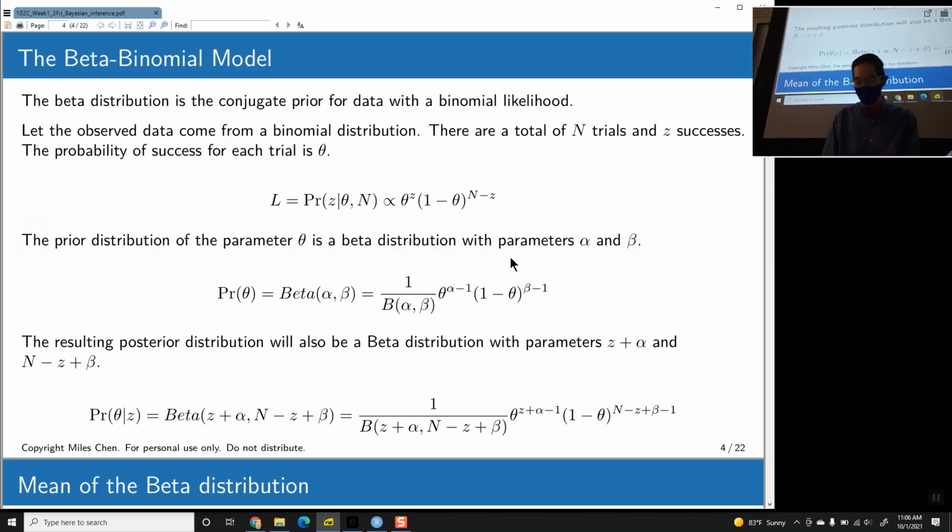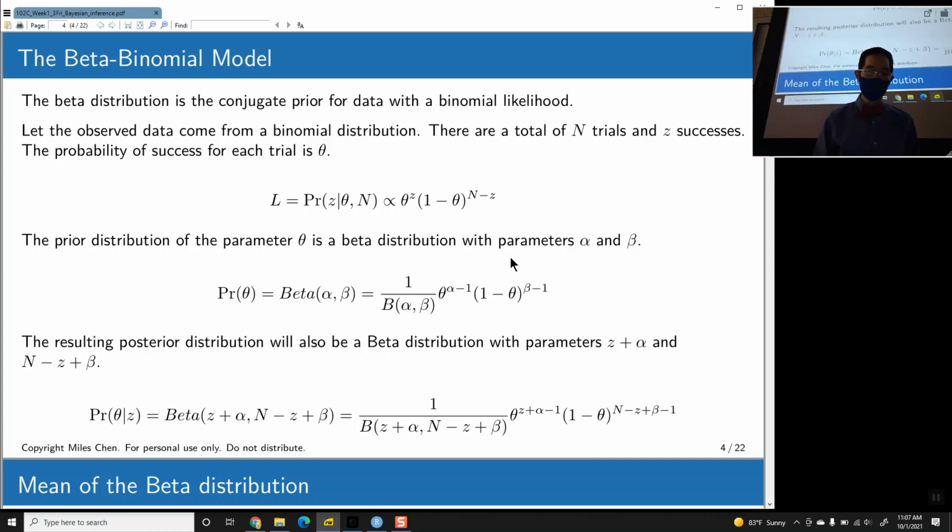We're still looking at the beta binomial model, and the beta distribution is a probability distribution that we use to describe a probability, a proportion, some value between 0 and 1. That beta distribution is the conjugate prior when you have data that comes from a binomial or Bernoulli situation. If the data has a binomial or Bernoulli likelihood, the beta distribution would be the conjugate prior for that unknown parameter.